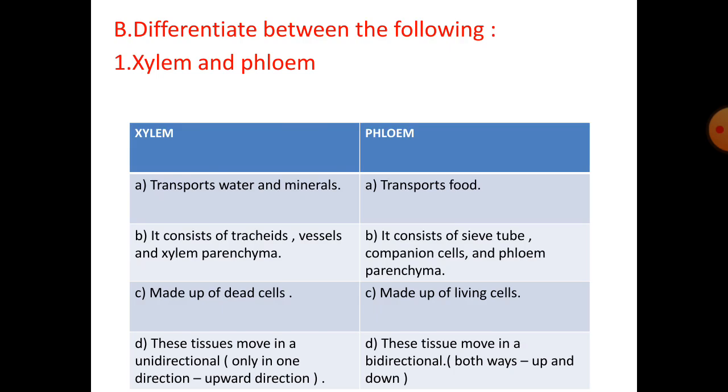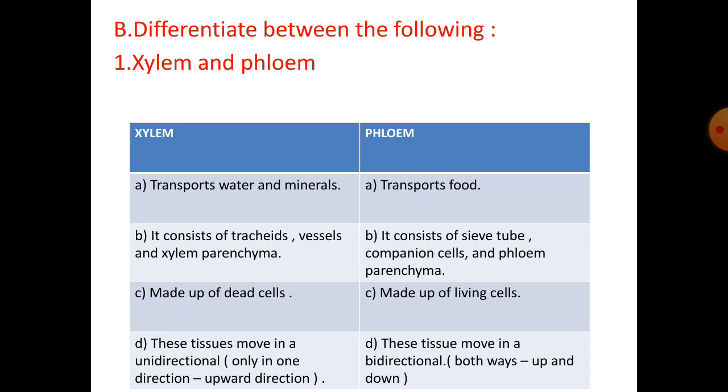Number B. Differentiate between the following: xylem and phloem. Xylem transports water and minerals. Phloem transports food. Xylem consists of tracheids, vessels and xylem parenchyma. Phloem consists of sieve tube, companion cells and phloem parenchyma. Xylem is made up of dead cells. Phloem is made up of living cells.